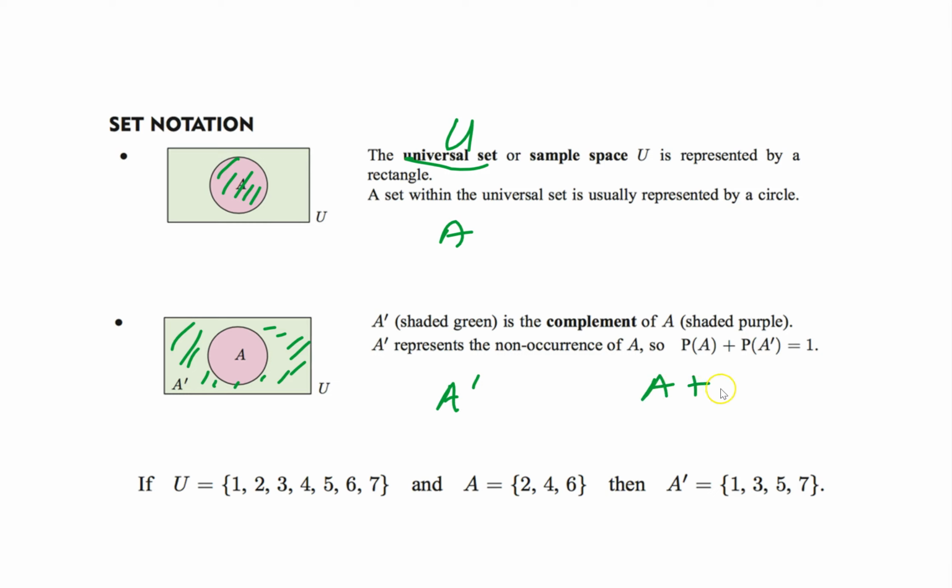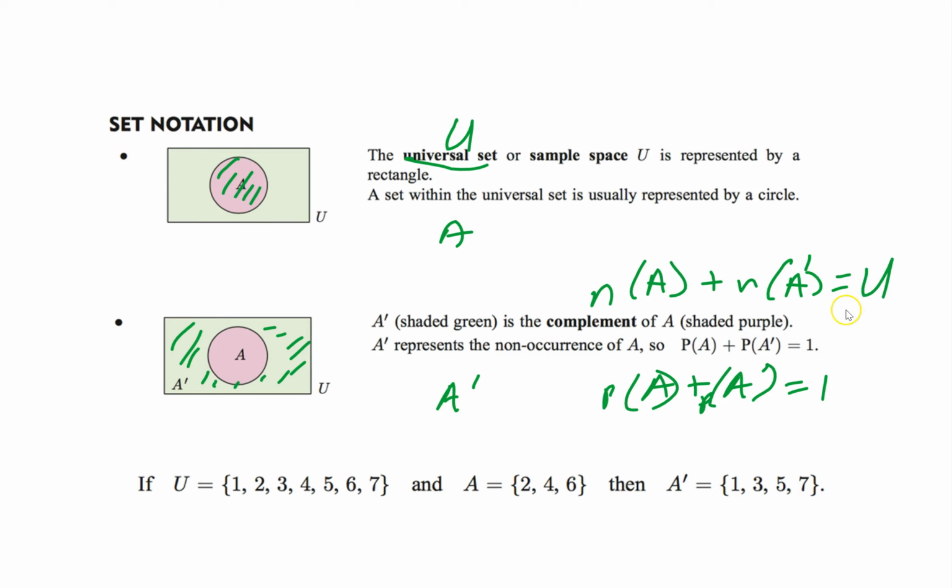If you add A and A prime, or the probability of each one, I should say, you're going to get 1. Or if you have the number of elements in A plus the number of elements in A prime, not the probability, not the odds, but the elements, you would get the universe. If you add everything in here plus everything in here, you get the whole set. As you can see right here, if this is my universe and A is only 2, 4, 6, A prime is everything else. So it's 1, 3, 5, 7. Everything that's not in A. A is this, A prime will be the rest. So that's just kind of the way that works, A and A prime.